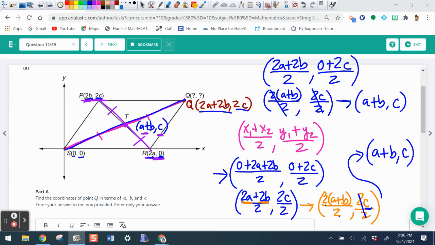So I'm not going to type this all out here, but what we did was we showed, using the midpoint formula, that the midpoint of both SQ and PR is a plus b comma c. Well, a midpoint is a point that bisects a segment into two congruent segments. So by showing that point is the midpoint for both segments, we have just proven that each segment bisects the other.